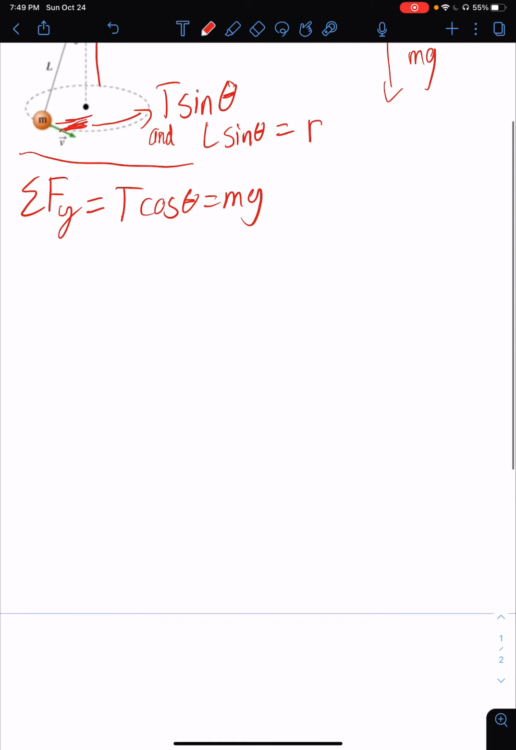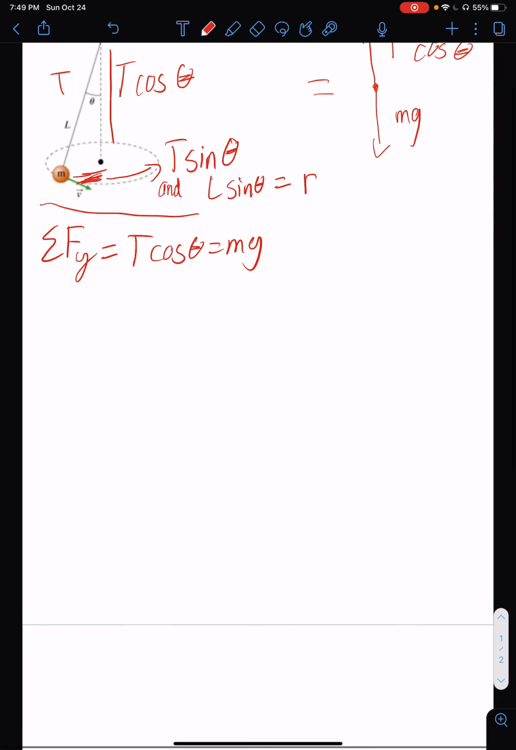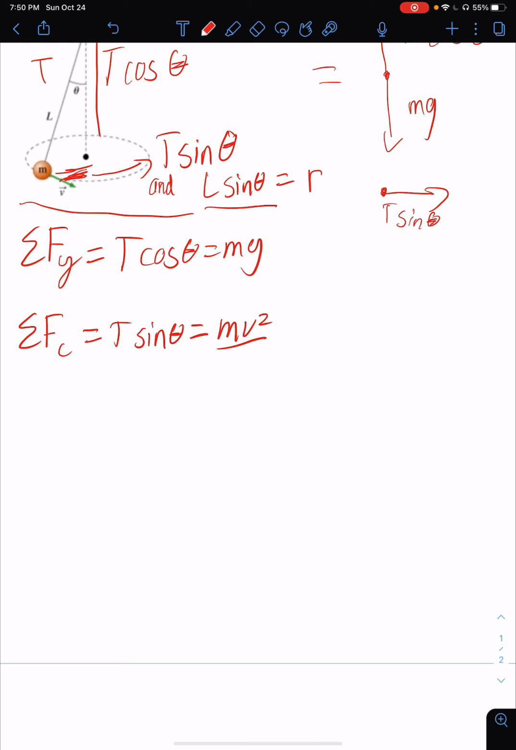Now let's come down. Go in the x direction now. And this is going to be the centripetal force. The only force acting in the x direction is T sine theta, all right? And we know that that's going to be equal to mv squared over r. And remember, r is L sine theta, all right? L sine theta. Okay.